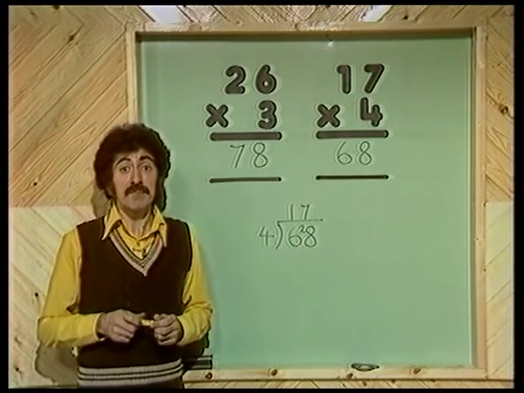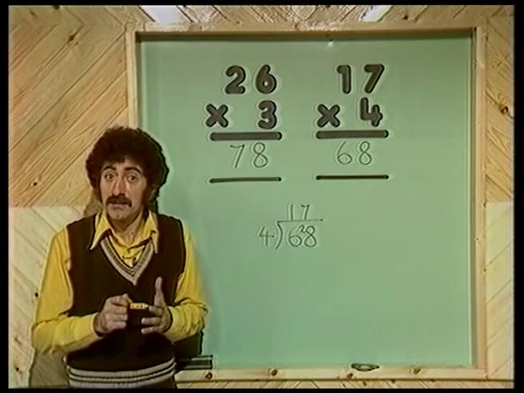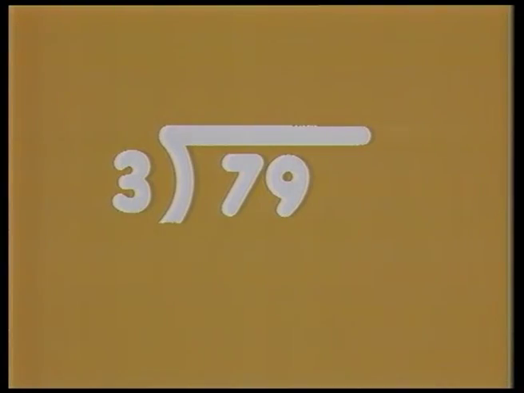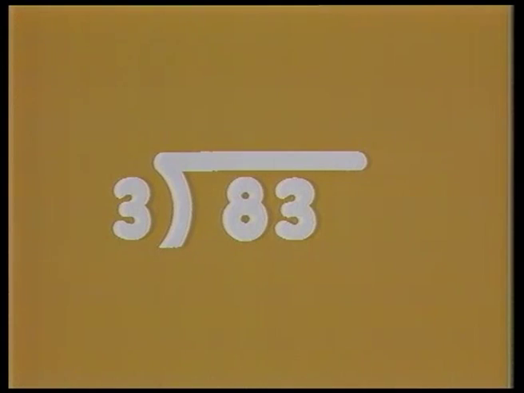Sometimes there'll be something left over. If you've got that pencil and paper handy, try 79 divided by 3. Now don't do it now, do it after the programme. You'll find that there's 1 left over. How many will be left over if you divide 83 by 3? Will it be none, 1 or 2? You try it after the programme.